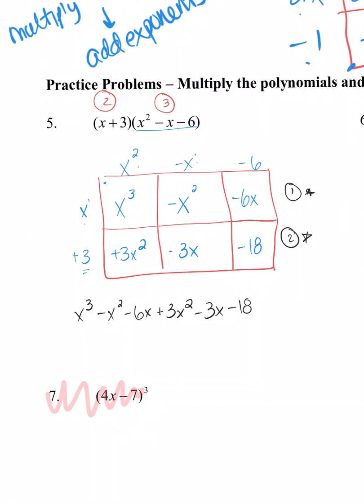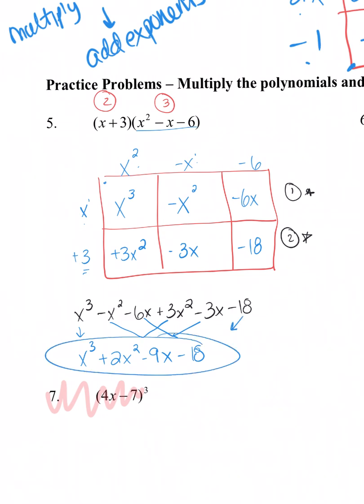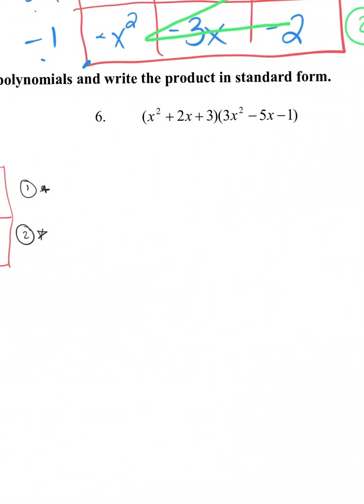Then what I need to do is combine my like terms. My x cubed just drops down because there's no other like terms with that. Then I have negative x squared plus 3x squared, and that gives me a plus 2x squared. And then I combine negative 6x and negative 3x, which gives me a negative 9x. And then my 18 just drops down because there's no like terms. Again, notice my answer went from x cubed to x squared to x to a term with no variable. Okay, that's how we write those. That's super, super important. All right, let's go on to number 6.